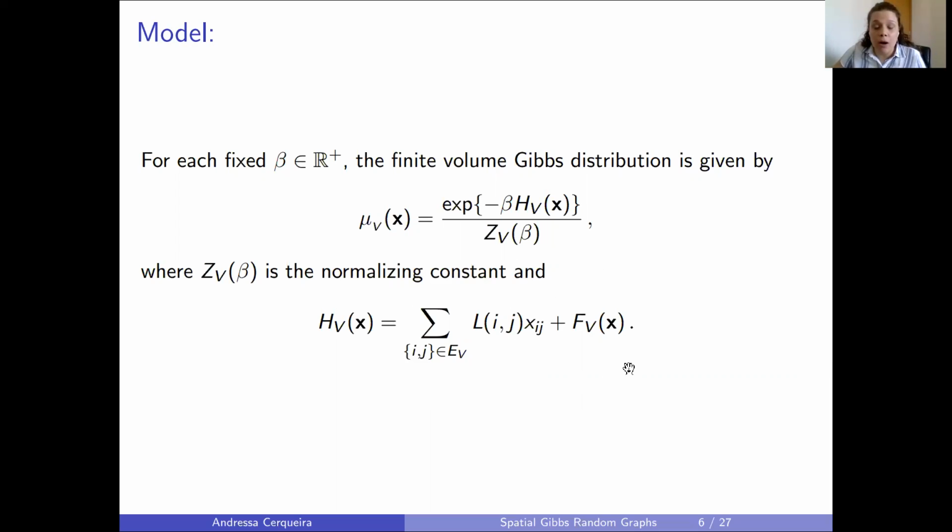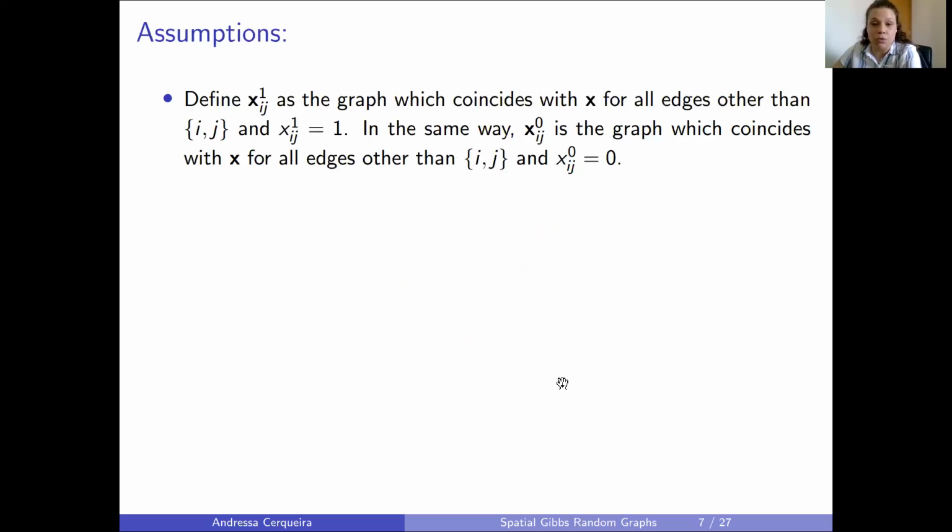We are also going to define a function f_V of x that will take into account extra terms that I have in the graph, for example counting triangles, counting stars, or whatever you want. But I need some conditions for this function. I'm going to state these conditions right now. Then we are going to see some examples of functions that satisfy these conditions, just to make sure these aren't crazy conditions that no function satisfies.